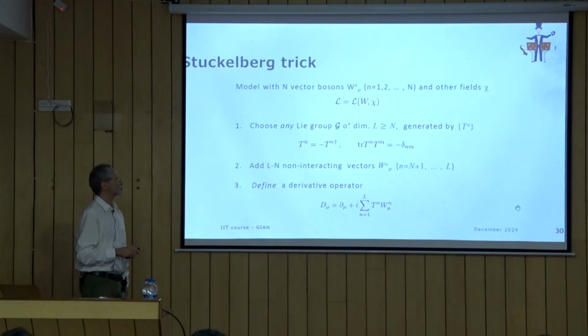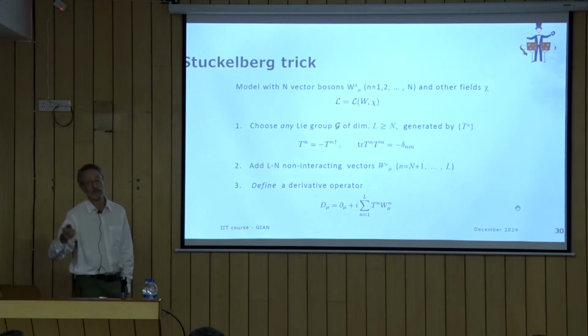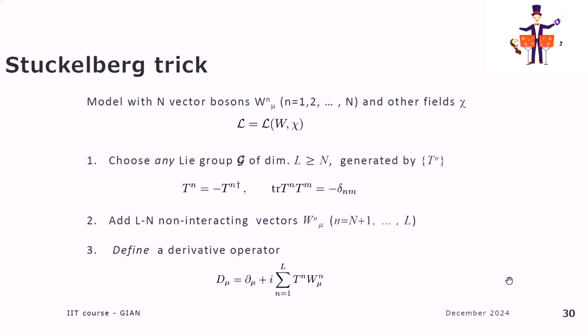So I will choose any Lie group of dimension L, which is greater than n. N is the number of these guys. And this group can be anything. It can be U(1) to the L, or whatever has more than n generators. The generators of this group I call T_n, which I choose to be anti-Hermitian and normalized in this way. Standard thing. If you don't like this anti-Hermiticity, you can choose them Hermitian, and there's an i that shows up someplace else. If you don't like this normalization, you're welcome to change it, and that just changes the definition of the gauge coupling constant.